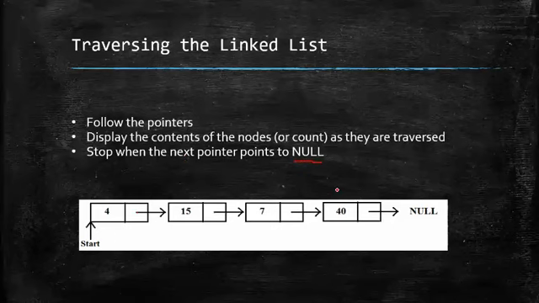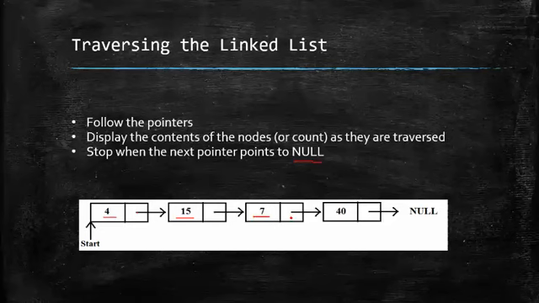So here, if we consider this particular example, we will start from 4 because start is the first pointer, and it is pointing to 4. From here onwards, first we print 4 and then we go to the next pointer of this node, which leads to 15. We print 15 here, and then we go to the next pointer of this 15, which points to 7, and we print 7.